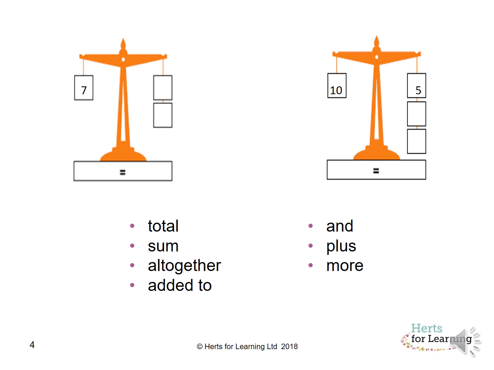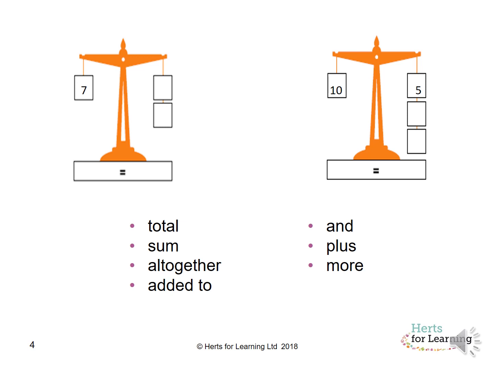Okay, so we could have 7 equals 5 add 2, 7 equals 6 add 1, 7 equals 4 add 3, or any of those numbers the other way around as well. You couldn't do 7 equals 5 add 1 because there are only 2 boxes on that other side, so it needs to be 2 numbers to make up our 7.